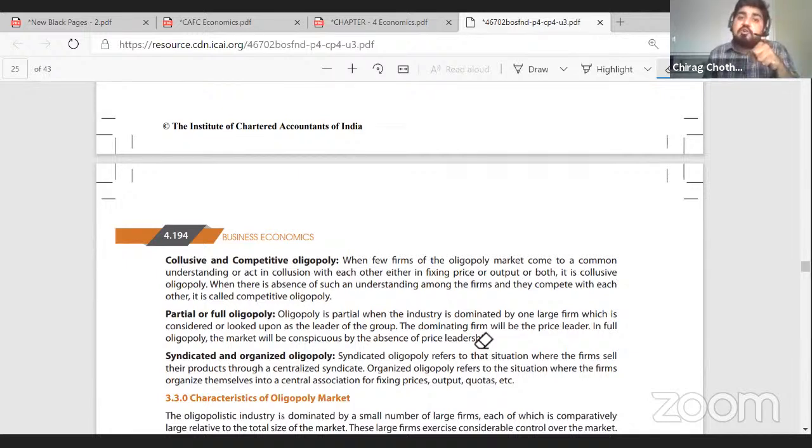In syndicated oligopoly, all will be selling, but they will not be selling directly to the consumer. They will be selling through a channel, through a platform that is syndicated. Organized means all of them will be selling individually, but they will come together in a particular place and then they will sell to the market. Very clear in this, right? So these are nothing but different types of oligopoly.